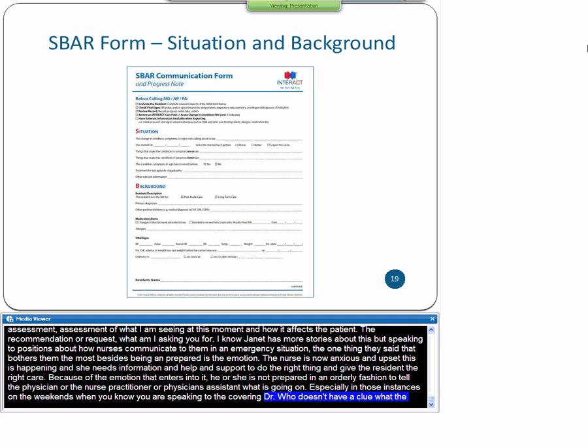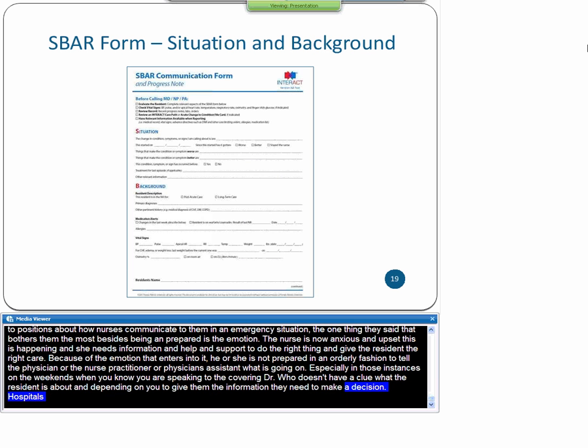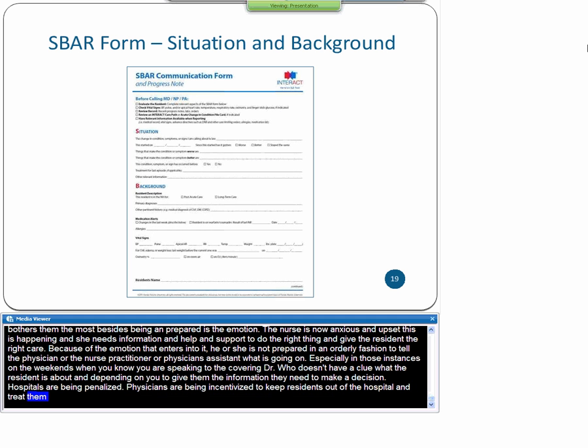Hospitals are being penalized according to their hospitalization rate. Physicians are being incentivized to keep residents out of the hospital, to treat them where they live, so that this physician wants to work with you and wants to be able to take care of the resident where they are, but he needs the information. Nobody's going to take a risk of keeping somebody in your building if they're not sure what the problem is.